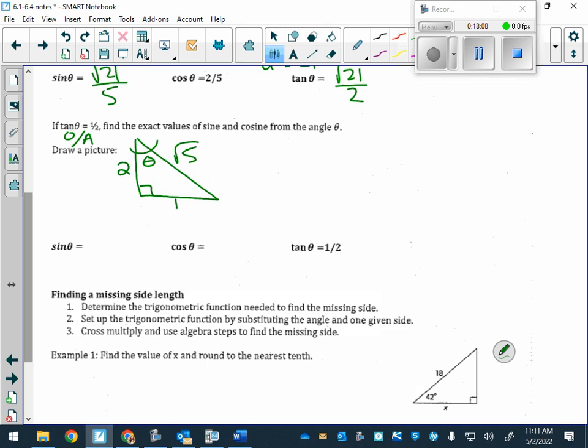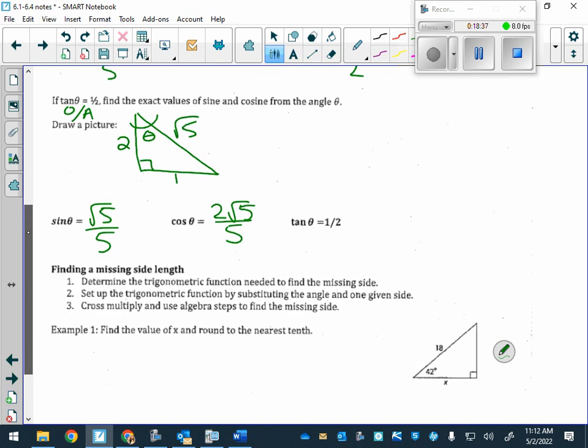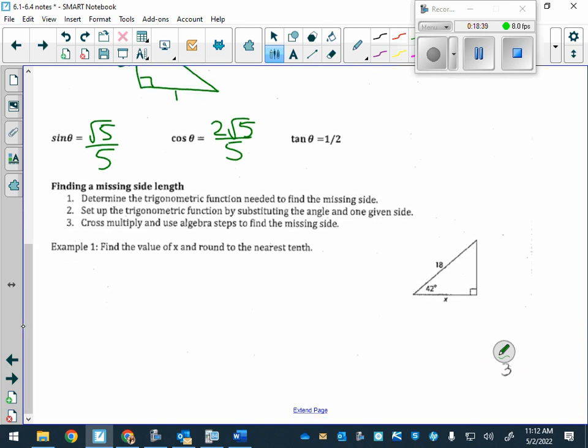Pretty simple. Good. The sine of theta? Good. Root 5 over 5. Excellent. Cosine of theta? Good. 2 root 5 over 5. Tangent, we already know because that was given. How many of you did get both of those correct? Awesome. Any questions? All righty.